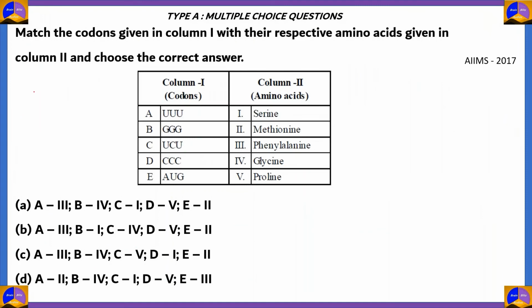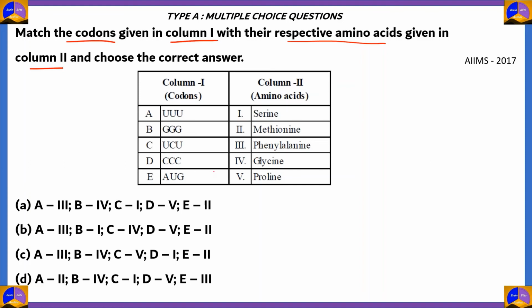Let's look at the last question of this episode. Match the codons given in column 1 with their respective amino acids given in column 2 and choose the correct answer. So we're given UUU, GGG, UCU, CCC, AUG, and we have the amino acids serine, methionine, phenylalanine, glycine, proline. PRO stands for proline. So how to solve this question?